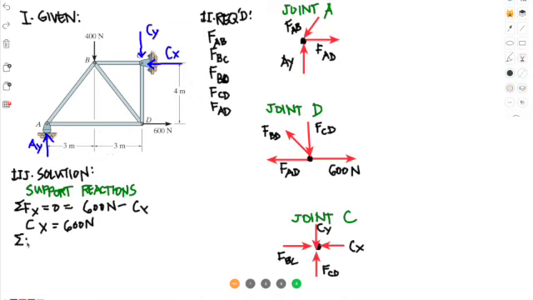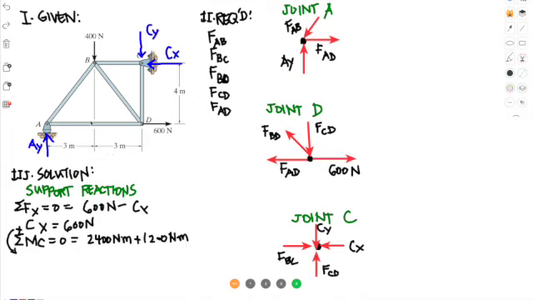Let's do summation of moments in C, taking the anticlockwise or counterclockwise as positive, should be equal to 0. So what are the forces remaining? We have 600 times 4, that would be 2400 Newton meters. What else? We have 400 times 3, that's also counterclockwise, so it's positive. That's 1200 Newton meters.